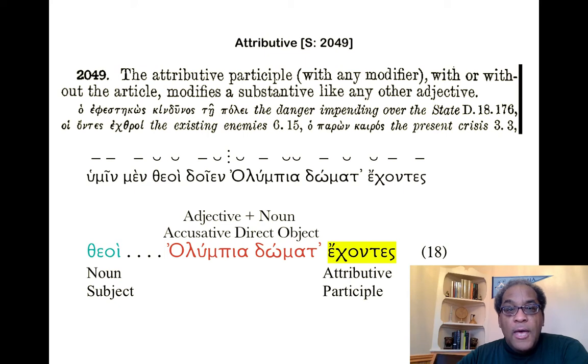So, ho epestekos kindunos te polei, the danger impending over the state. Epestekos is a perfect active participle, hanging over, which has come to hang over the state. And in the second example, the existing enemies, hoi ontes echthroi, the being, the real enemies. And then the third example, the present crisis, ho paron kairos, the present. Paron from par-eimi, being beside, the paron kairos, the present crisis.